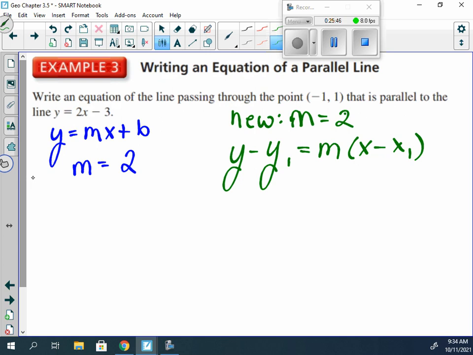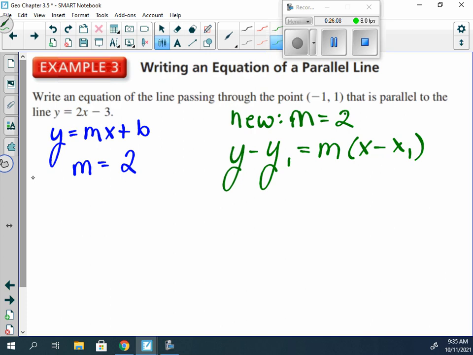So to get the actual equation of the line, we are going to use point-slope. y minus y1 equals m times x minus x1. We'll plug the information in and then get it back into y equals mx plus b, because that's where we want to finish. Any questions on this so far?